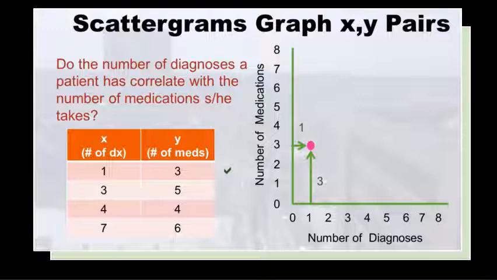Okay, so how we're going to do this is you want to take your x-axis first, take the first number, and we're going to find that on the x-axis, which is over here. So we go to 1, and the number of medications that this corresponds to is 3. So on the y-axis, we find 3, and go ahead and plot that first one right there.